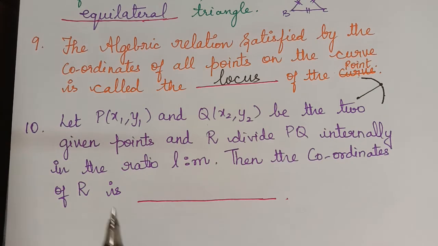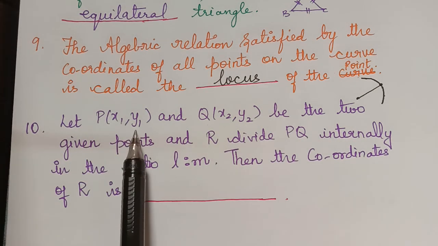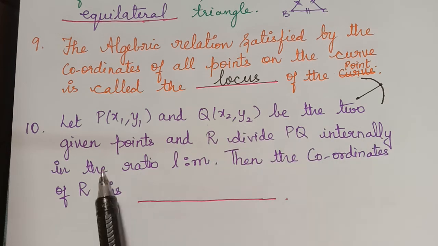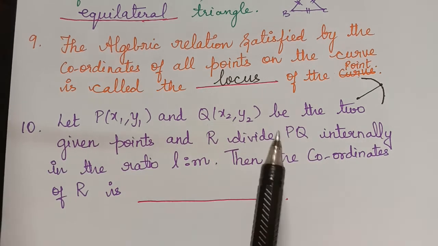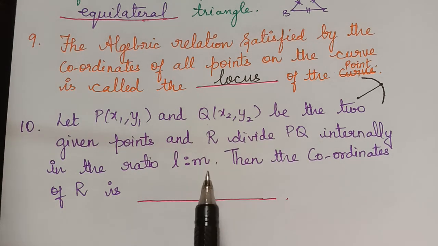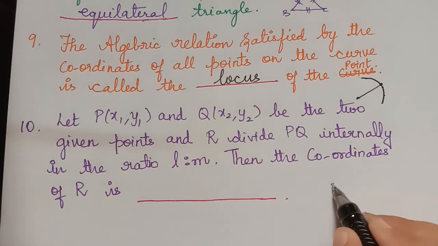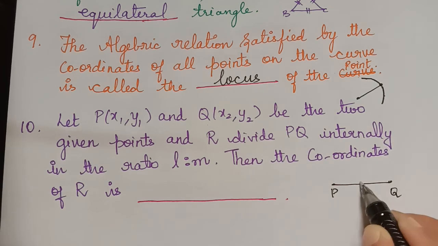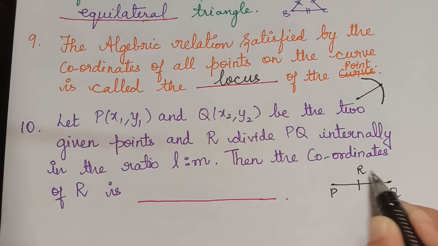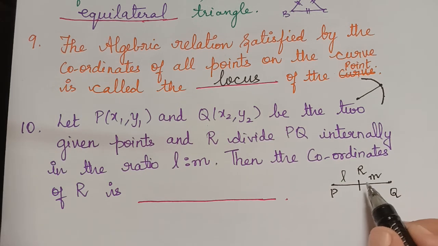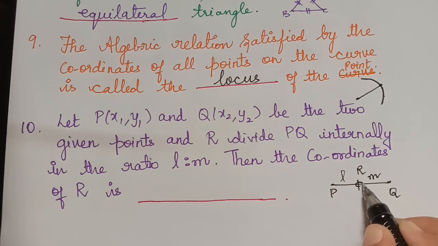The next question is, let P(x1, y1) and Q(x2, y2) be the two given points, and R divides PQ internally in the ratio L is to M. Then the coordinates of R is dash. Actually we have a line segment PQ, and it is given that R divides PQ internally in a ratio L is to M. Then they are asking us to find the coordinates of this point.